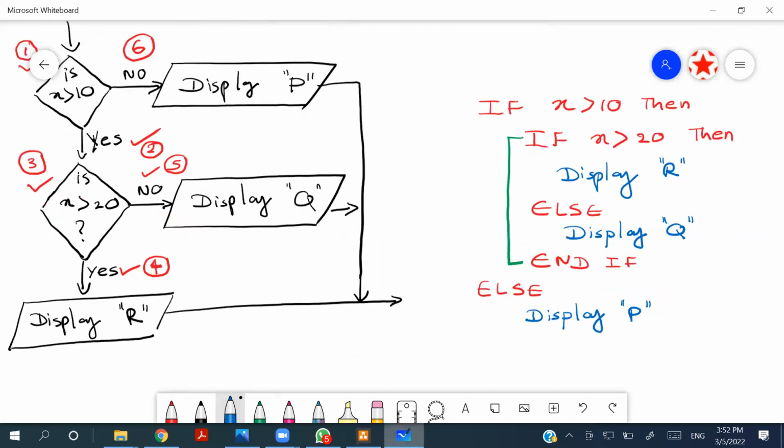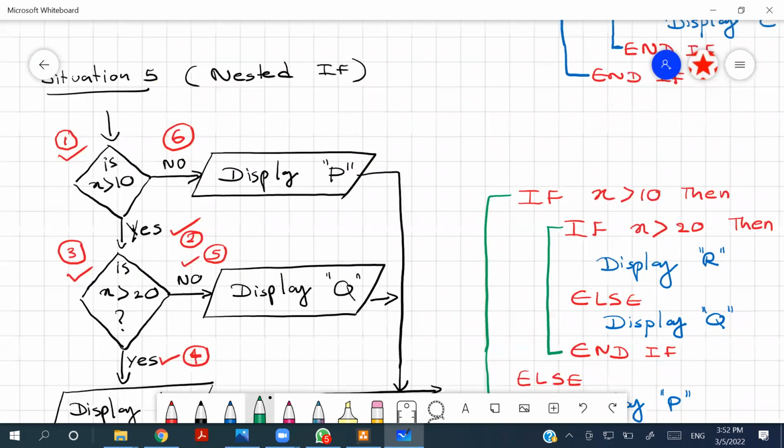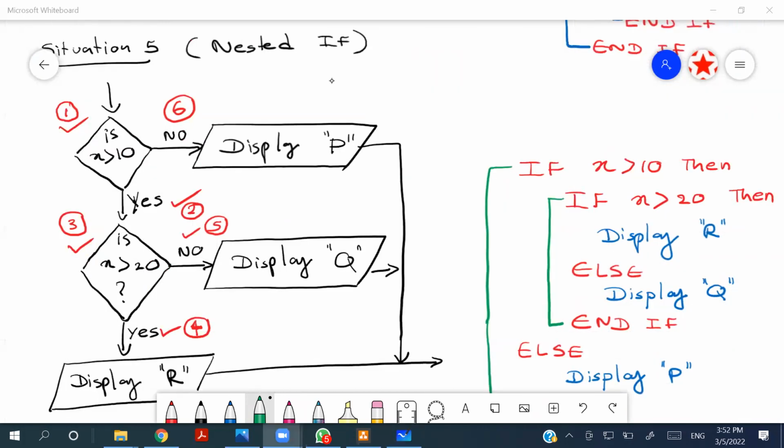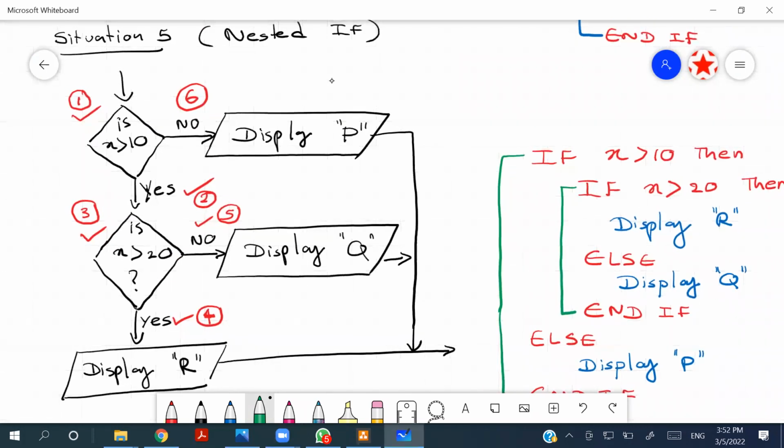Right, so display P can be done. Then I can end the big if, which belongs to this. People, is that clear? Okay, so that is what we call nested if, right? So you can take this down.